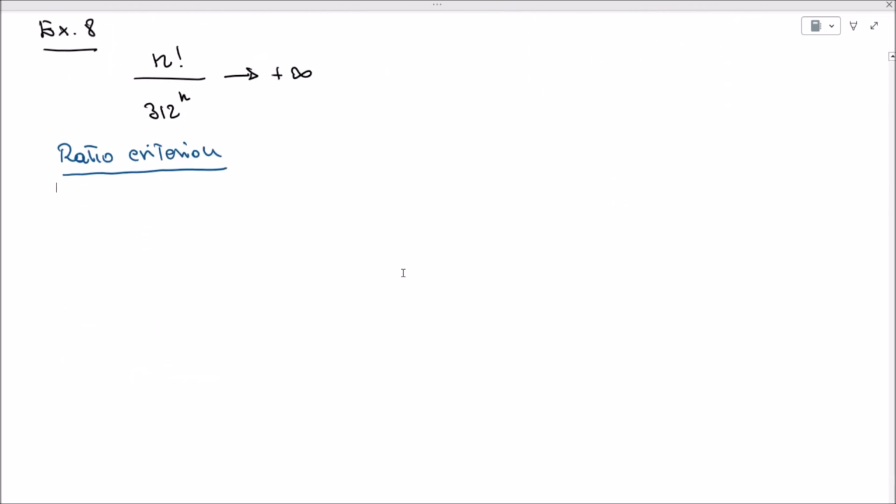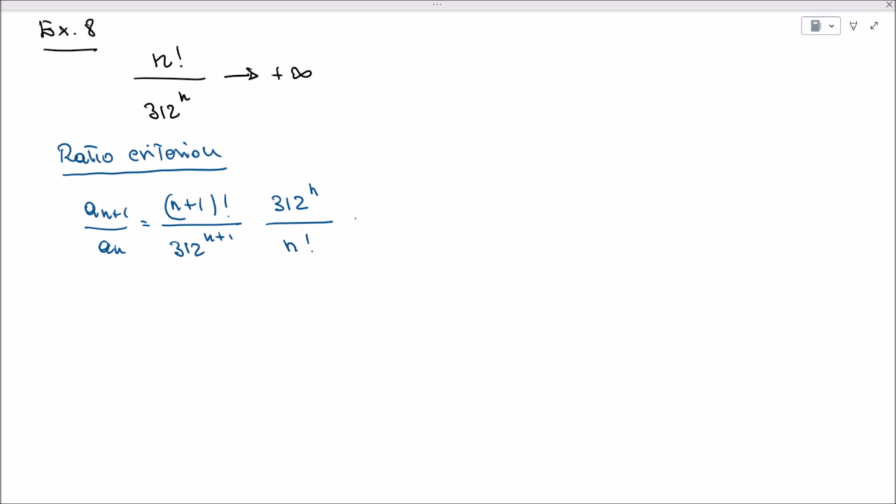What we have then is that a_{n+1} divided by a_n is equal to (n+1) factorial divided by 312^(n+1). This is a_{n+1}. And now we need to divide by a_n, which is just like multiplying by 312^n divided by n factorial. Okay?